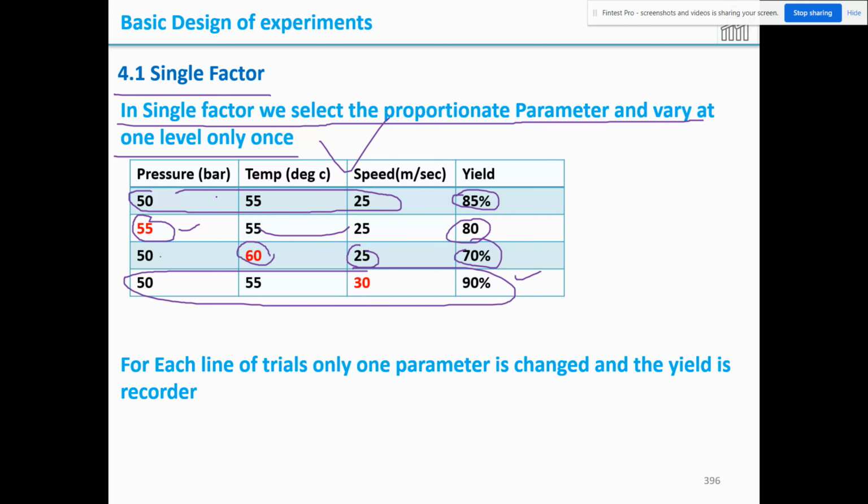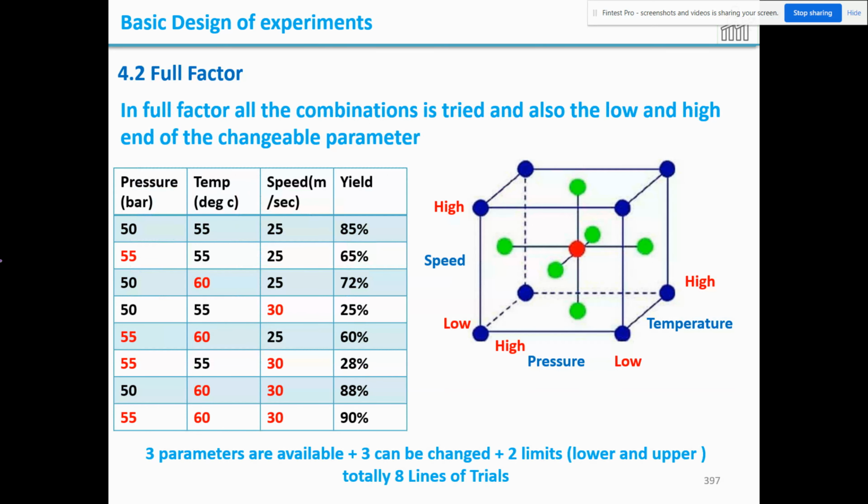Therefore, by using single factorial DOE, I will fix the third trial as permanent. For each line of trials, one parameter is changed and the yield is recorded. Okay. So what we'll do is we will change only one parameter at a time and we'll capture the yield. Next, we'll see full factorial.